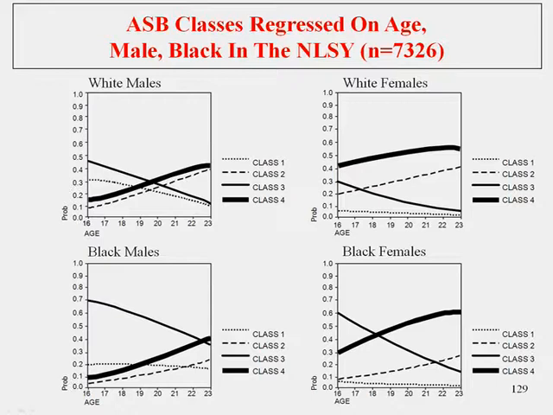The probability of being in class 3 goes down more, and the probability of being in class 4 goes up. In black males, you can see the same thing happening, but at a slightly later age. So, these types of plots can be informative.